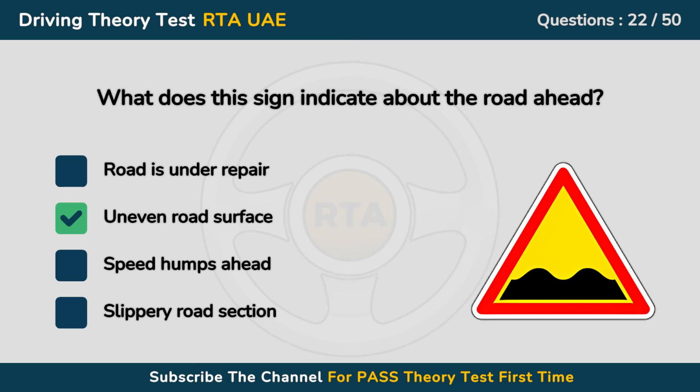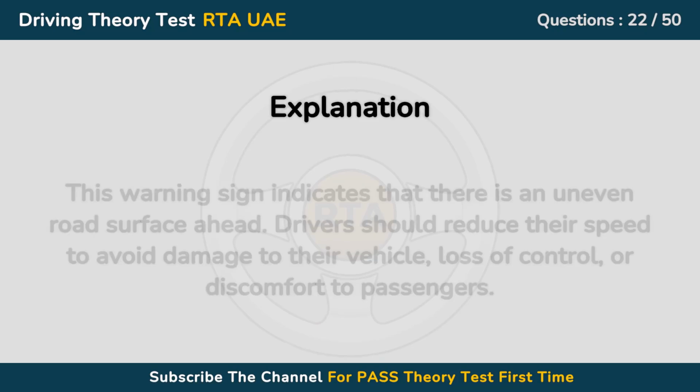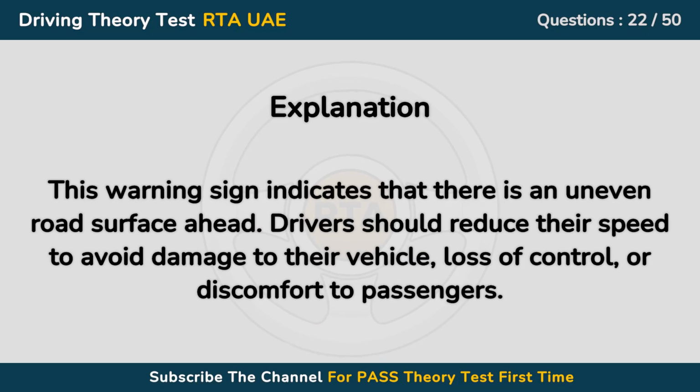Answer is B. Uneven road surface. This warning sign indicates that there is an uneven road surface ahead. Drivers should reduce their speed to avoid damage to their vehicle, loss of control, or discomfort to passengers.